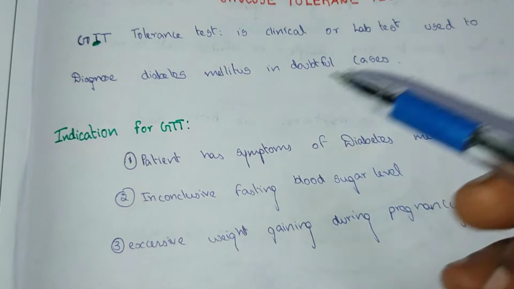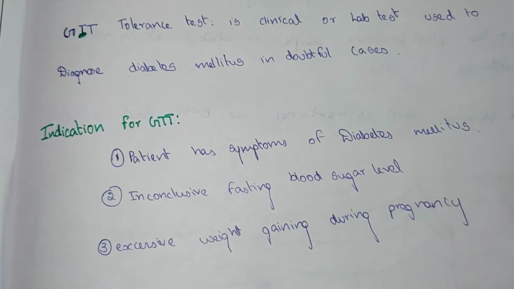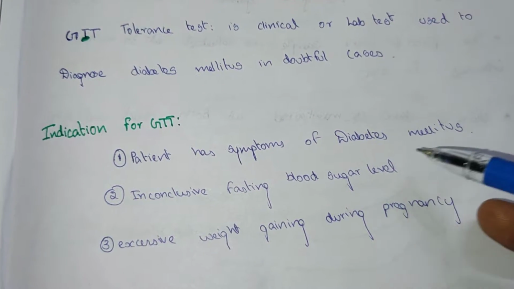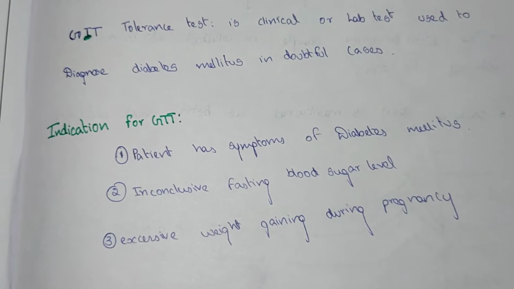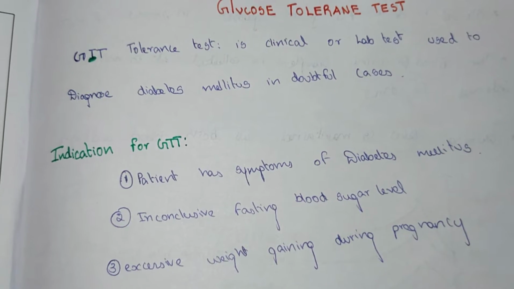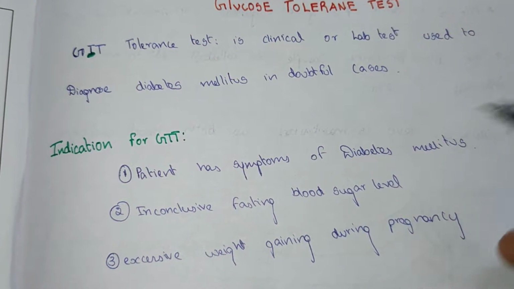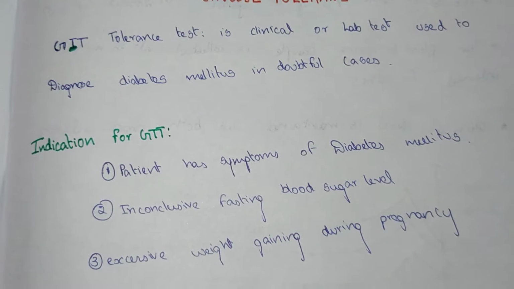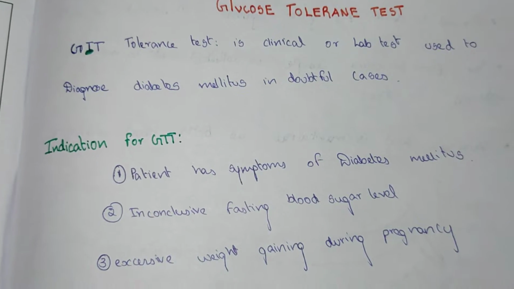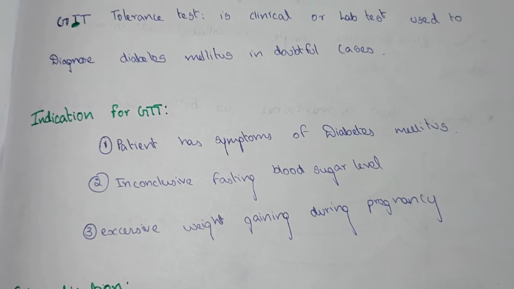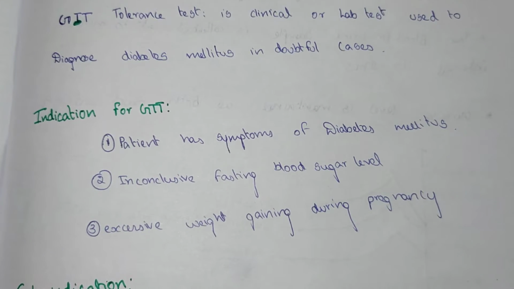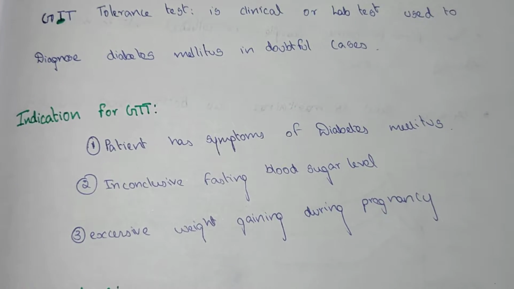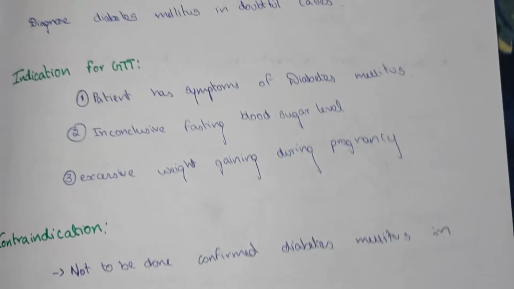Indications for GTT. What are the indications? The patient has the symptoms of diabetes mellitus. When the patient has the symptoms of diabetes mellitus, a glucose tolerance test can be done. Inconclusive fasting blood sugar level: only by seeing the fasting blood sugar level as well as the random blood sugar level, we can't confirm that the patient has diabetes mellitus. So this glucose tolerance test is also used to confirm diabetes.